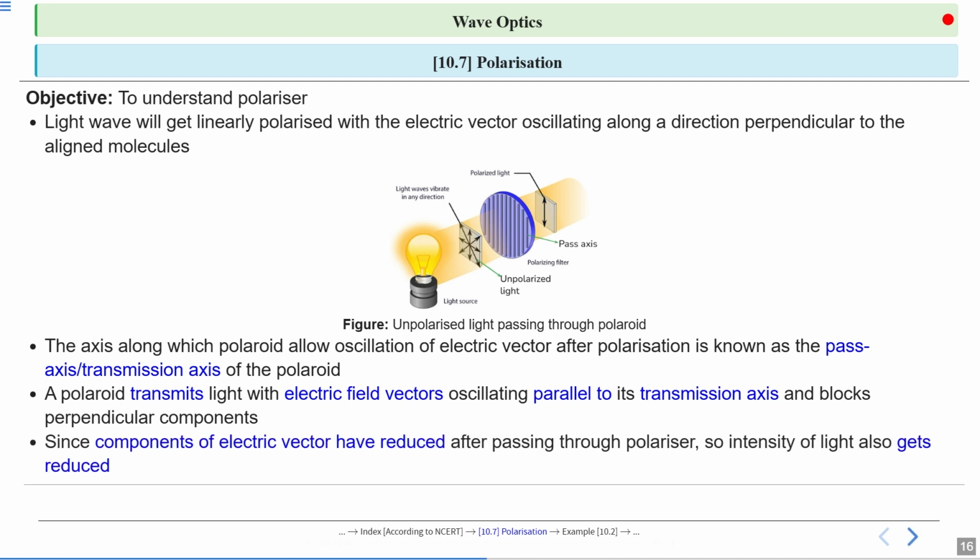Finally, let's consider the intensity of light after it passes through a polarizer. Since the components of the electric vector are reduced, the intensity of the light also decreases. This reduction in intensity is an important aspect of polarization as it affects how we perceive light after it has been polarized.